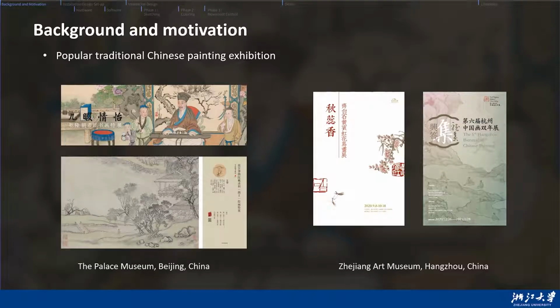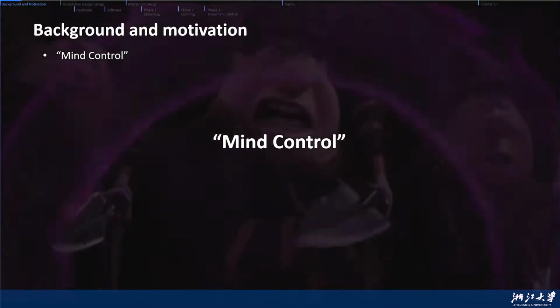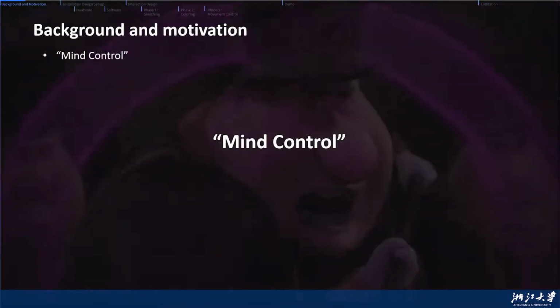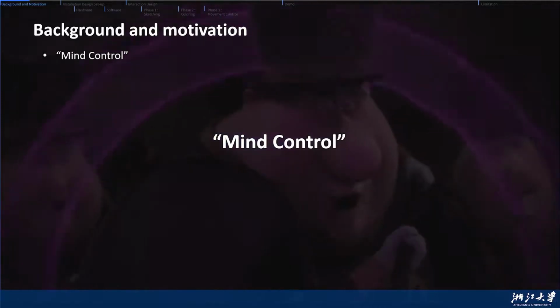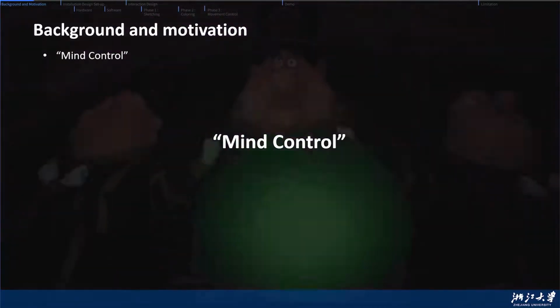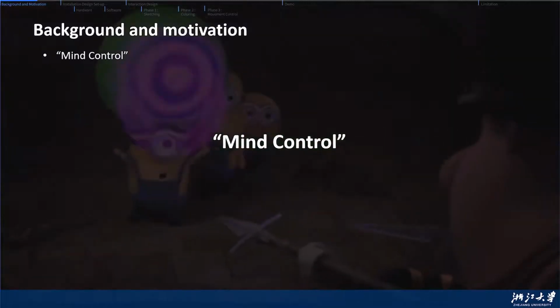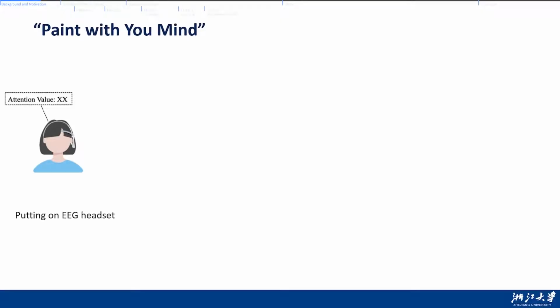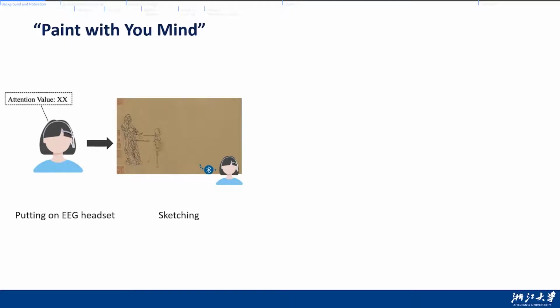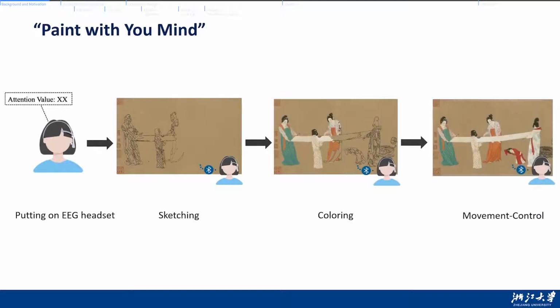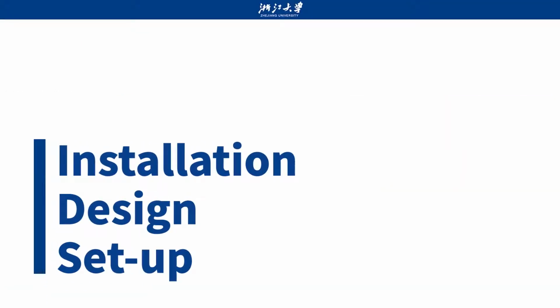Museum exhibitions on traditional Chinese paintings are gaining popularity for educational and cultural value. However, it is not easy for non-professional or non-Chinese visitors to understand. Inspired by the mind control idea in many science fictions, we designed an interactive installation to enhance museum visitors' interest and comprehension using EEG headsets. Visitors can experience the generation of lights, colors, and movements of characters with the installation. Next, I will explain the design details of our installation.